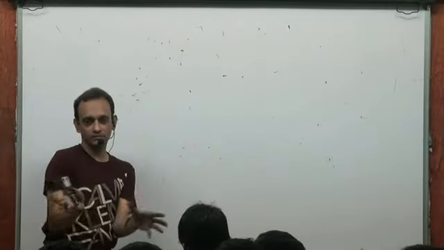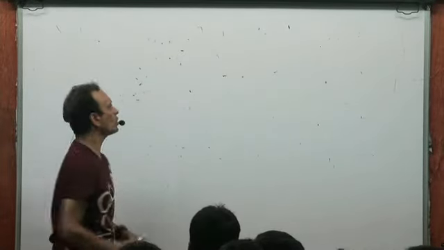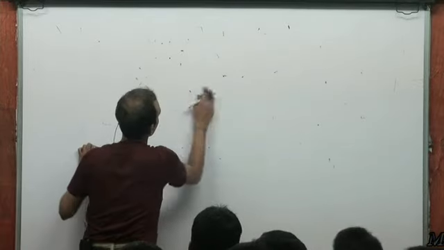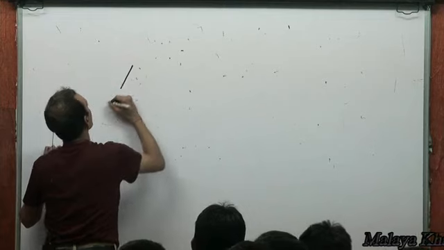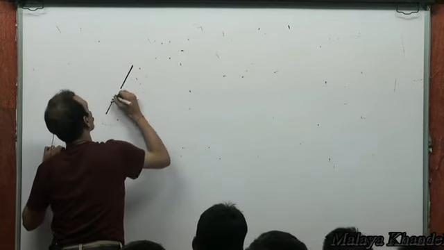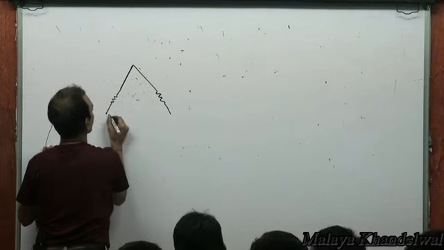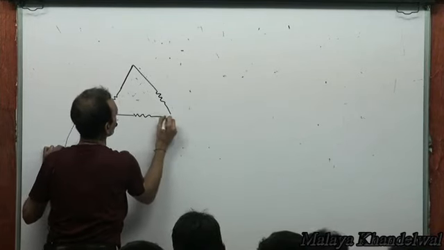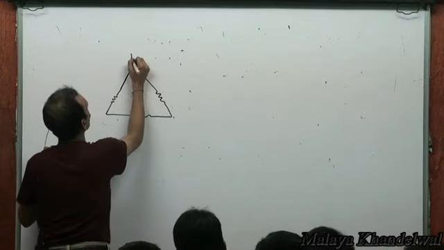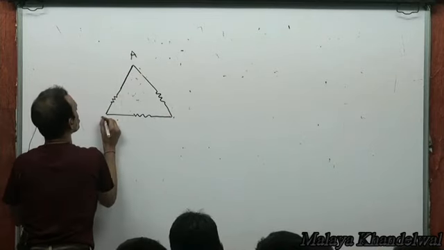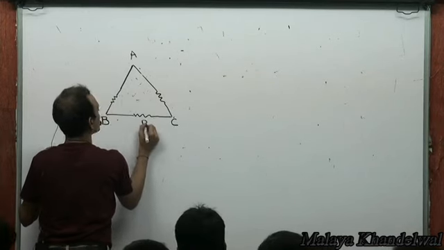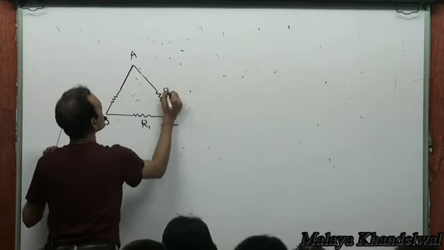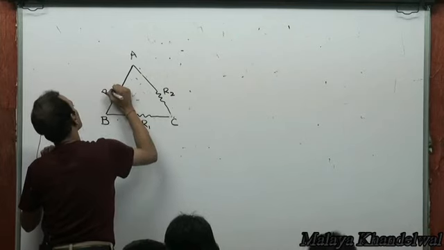Big electrical network, only a small portion of a big electrical network, say, could be an arrangement of three resistors. Say this is R1, this is R2, this is R3.